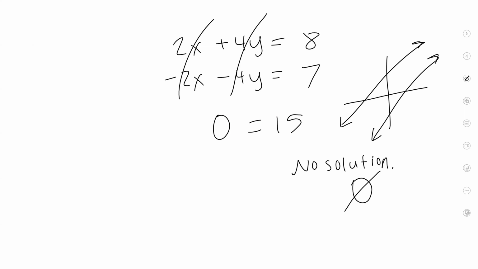Okay, so those are the different cases. They'll either intersect somewhere and you'll get a solution. They either are the same exact line or they never touch at all, so it's no solution. Okay, those are the 3 cases that you might encounter.